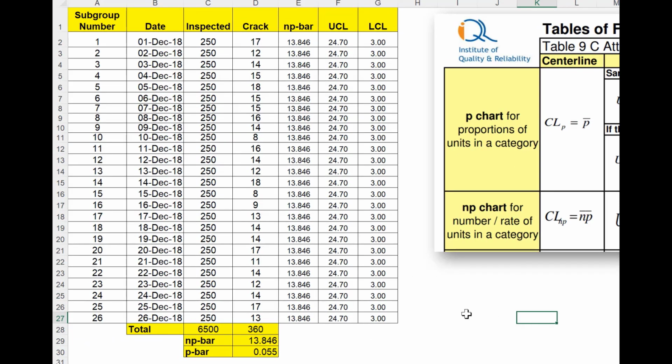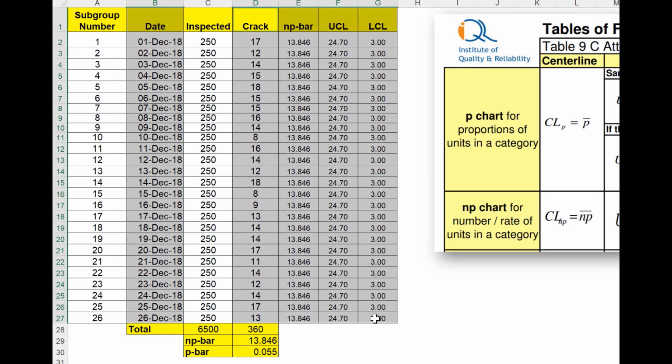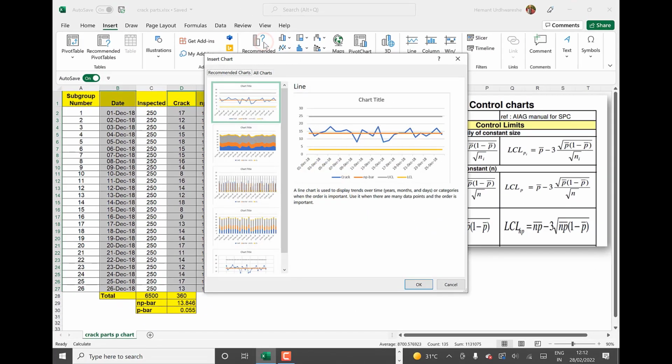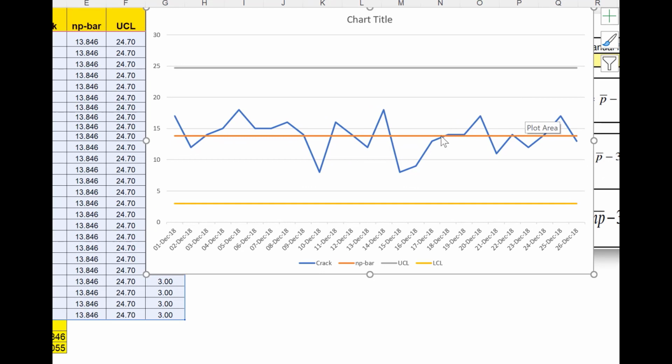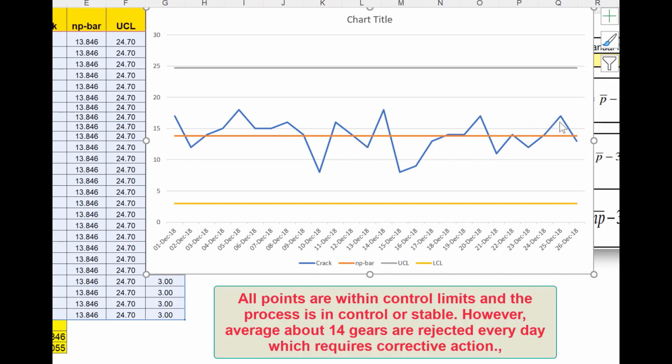So now we can plot the NP chart, for which we select the date column. With the control button we select the remaining 4 columns for plotting, and we click on recommended charts. That's it. We are done. So this is the NP chart, and we can see that all points are within control limits, so the process is under control. It's a stable process, but the average number non-conforming, or NP bar, is 13.8. So on average, out of 250, 14 gears get rejected or cracked every day.